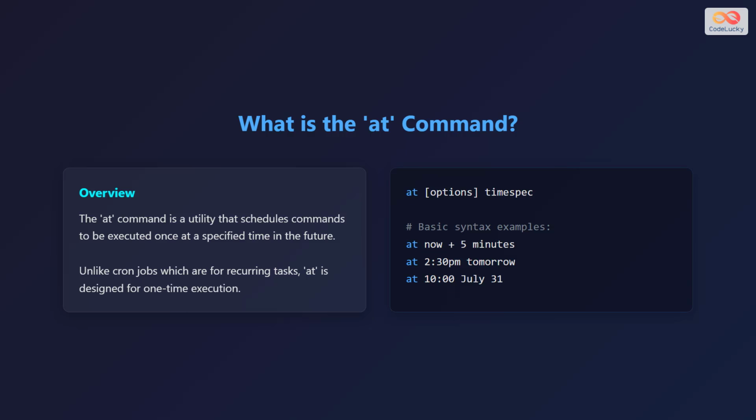Here are some basic syntax examples. To schedule a task to run 5 minutes from now, you can use at now plus 5 minutes. To schedule a task for 2:30 p.m. tomorrow, you can use at 2:30 p.m. tomorrow. To schedule a task for 10 a.m. on July 31st, you can use at 10:00 July 31st.